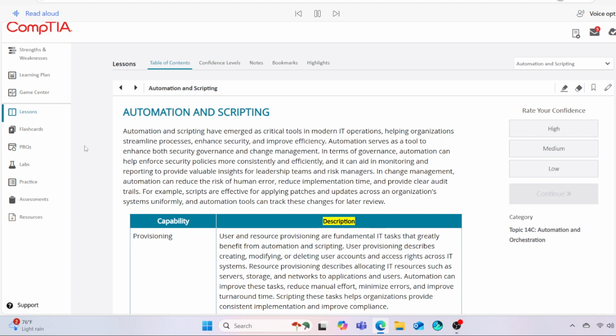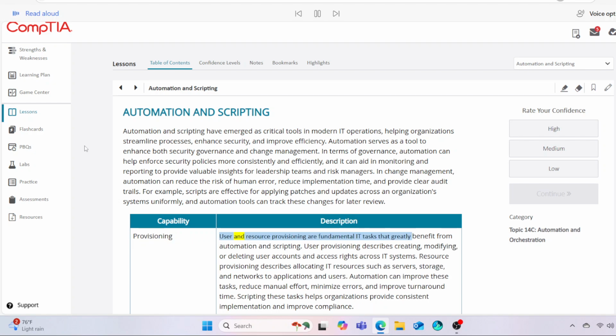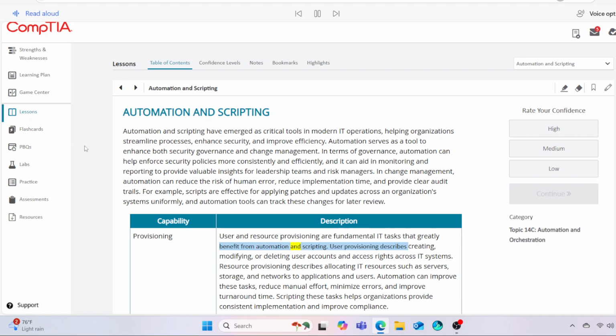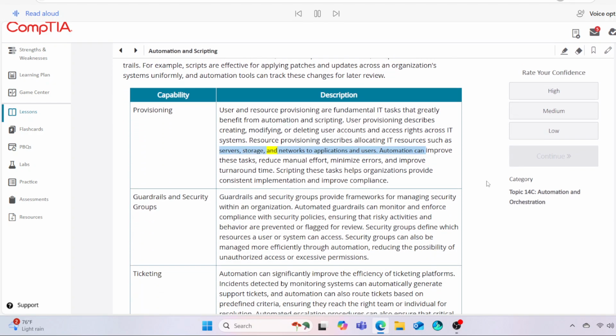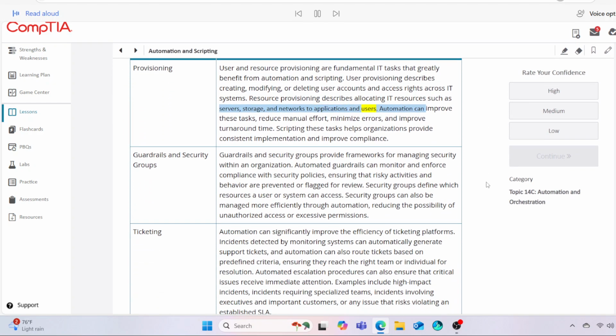Provisioning. User and resource provisioning are fundamental IT tasks that greatly benefit from automation and scripting. User provisioning describes creating, modifying, or deleting user accounts and access rights across IT systems. Resource provisioning describes allocating IT resources such as servers, storage, and networks to applications and users. Automation can improve these tasks, reduce manual effort, minimize errors, and improve turnaround time. Scripting these tasks helps organizations provide consistent implementation and improve compliance.